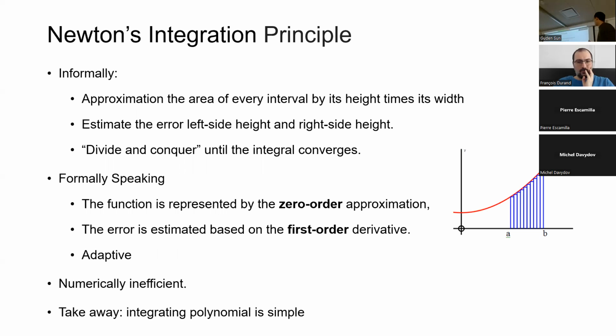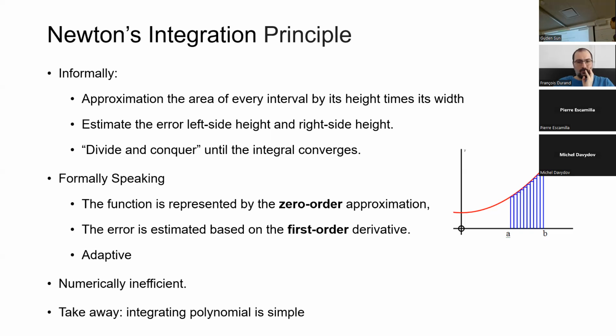Informally speaking, consider a one-dimensional space from Newton. What Newton did is divide this interval from A to B into infinitely small intervals. Then compute the area of this interval by the sum of small rectangles. It means you multiply its height by its infinitely small width. Then you estimate the error by left side approximation, compared with the right side approximation.